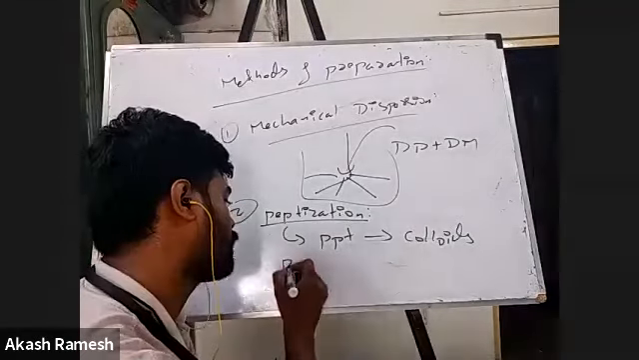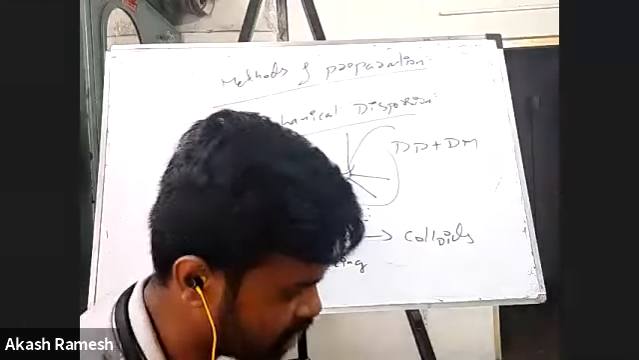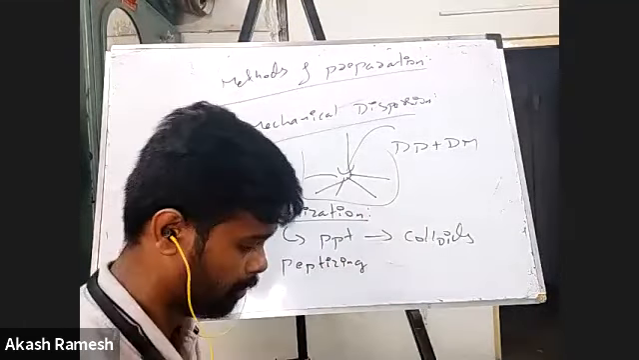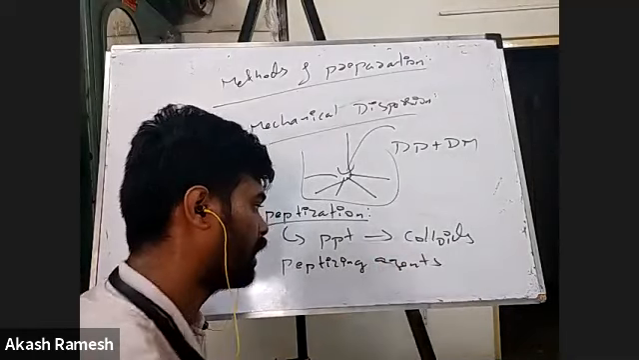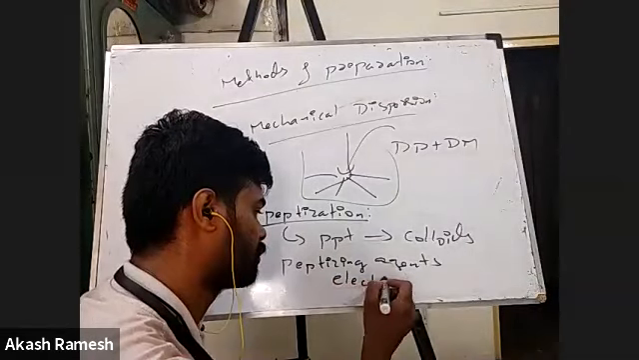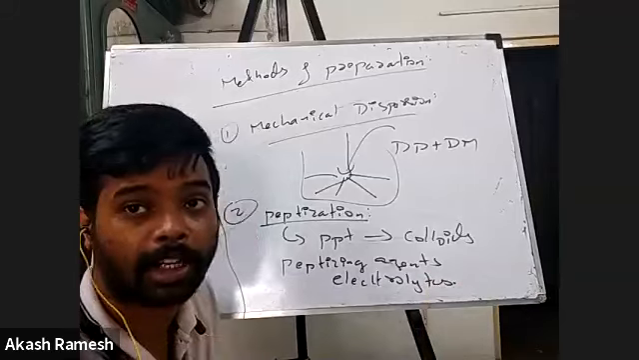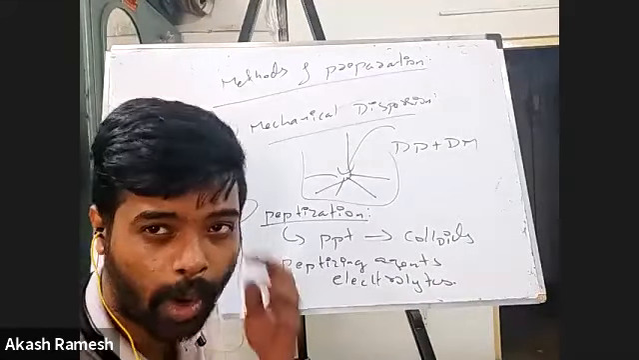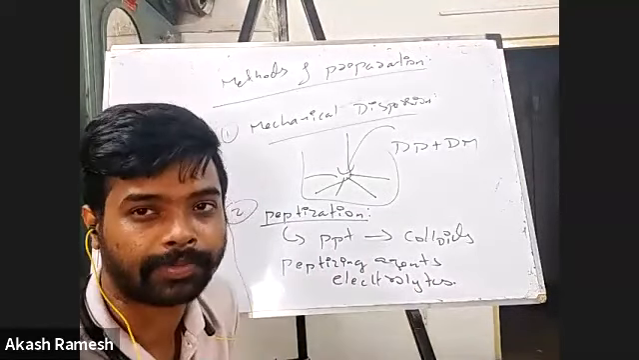And there's something called peptizing agents, or peptization agents. These peptizing agents are nothing but electrolytes. They will generally be electrolytes, and they will be added in required amounts to the precipitate, and they can convert precipitate into colloids.